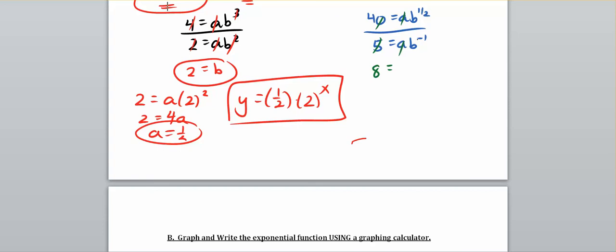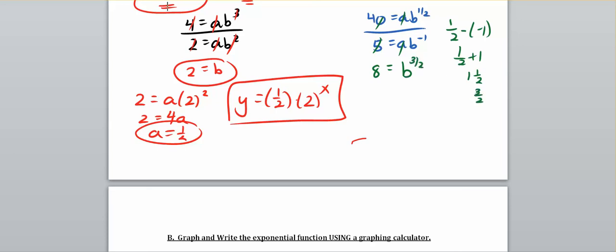When I take exponents and divide them, I subtract them. So I'm really taking 1/2 and I'm subtracting -1. 1/2 minus -1. Well, minus would be plus. 1 plus 1/2 is really 1.5. But I don't want to put b to a mixed number, so that's really going to be 3/2.